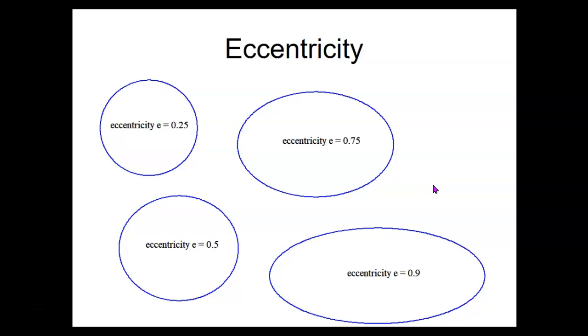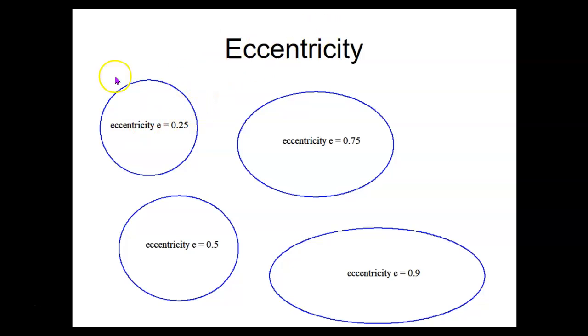The eccentricity of an ellipse is sort of a measure of how elongated or uncircular the ellipse is. For any ellipse, the eccentricity is going to be a number between 0 and 1. The closer to 0 the eccentricity is, the more nearly circular the ellipse is. If the eccentricity were 0 exactly, we would have a perfect circle.